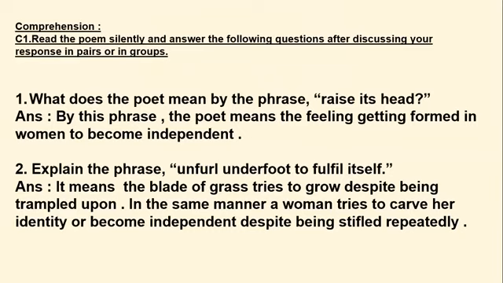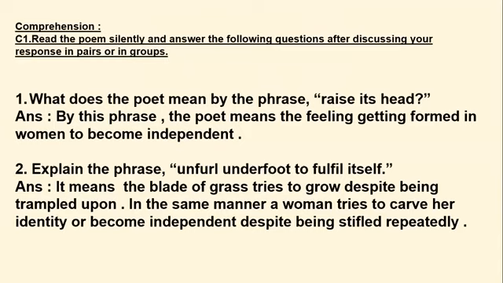Explain the phrase unfurl underfoot to fulfill itself. Again, this is a phrase in the poem when you go through the poem. So, what does this mean? So it means the blade of grass tries to grow despite being trampled upon. In the same manner, a woman tries to carve her identity or become independent despite being stifled repeatedly.